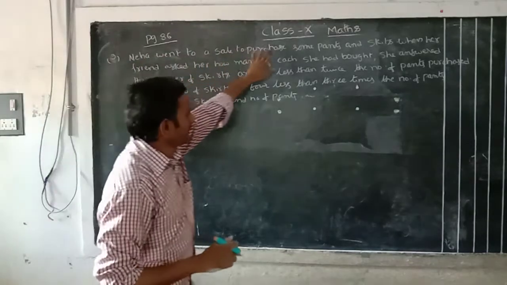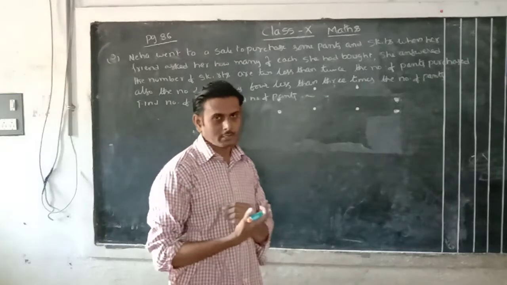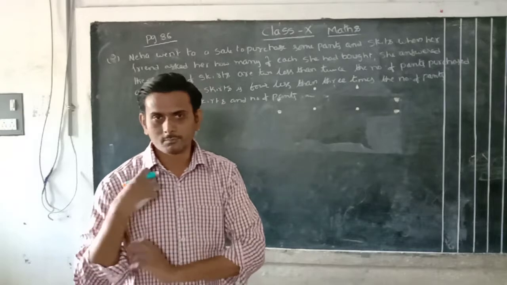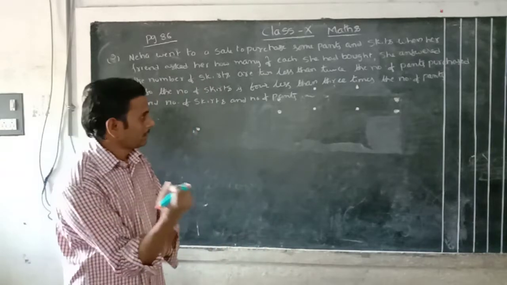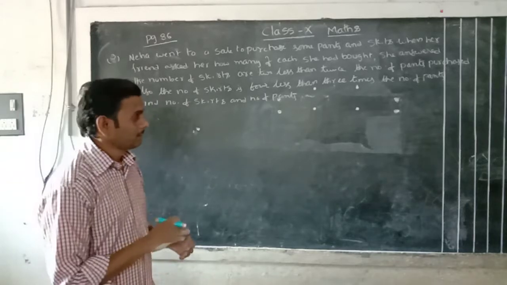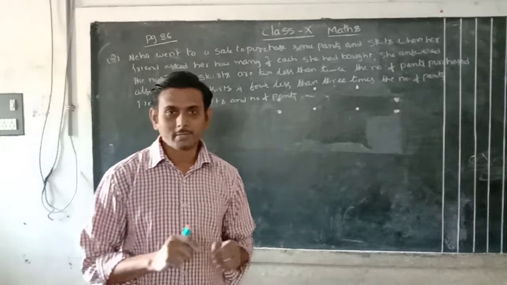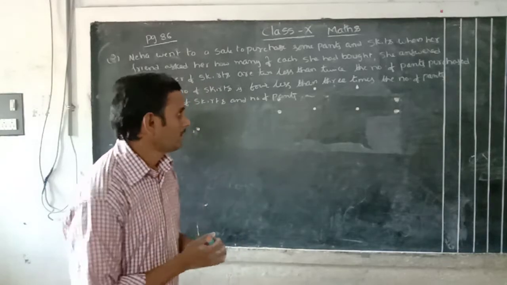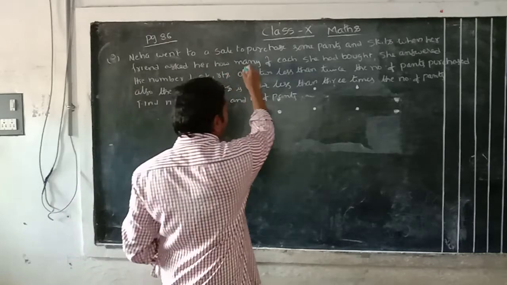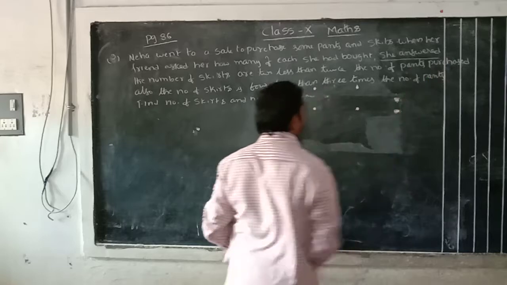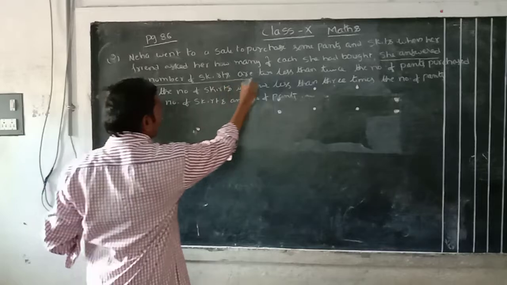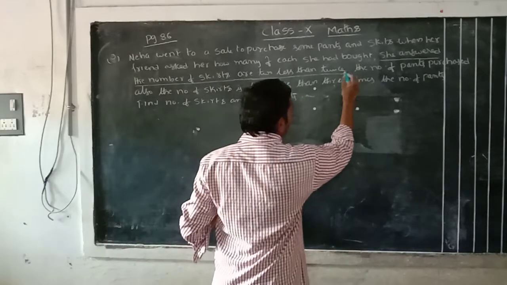Neha went to purchase some pants and skirts. She wants to buy pants and skirts, skirts meaning tops or shirts. Her friend asked her how many skirts and how many pants she purchased. She did not say directly, but she gave some hints. When her friend asked her, she answered: the number of skirts is 2 less than twice the number of pants.